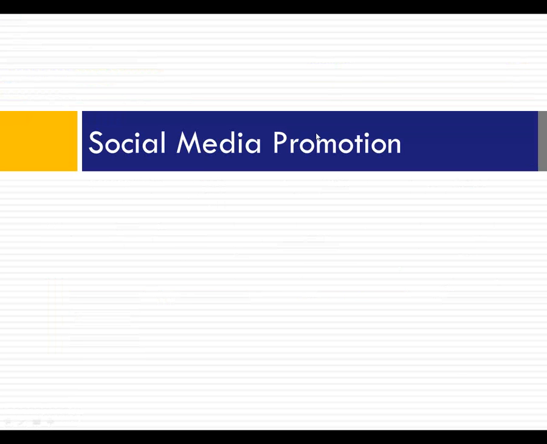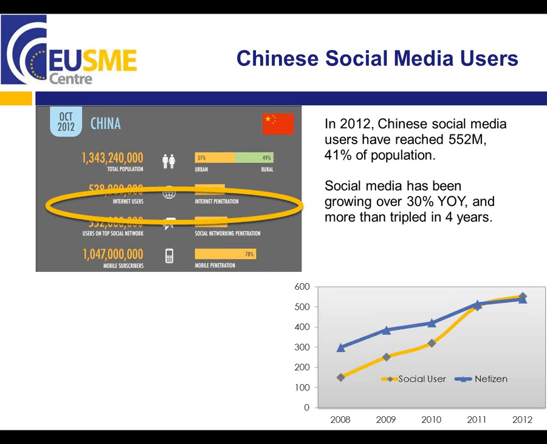Okay, social media. We're going to talk about social media. Social media has really become the main way for people to look for products and services, share their experiences, and get feedback from other users. So right now we have about 560 million active users on social media platforms. That's 41% of the Chinese population.